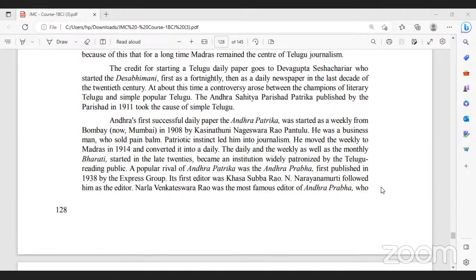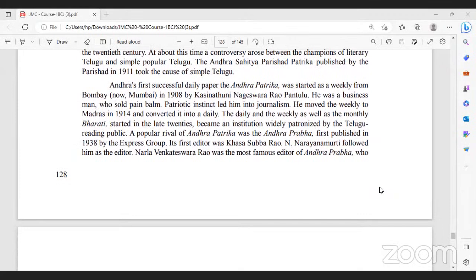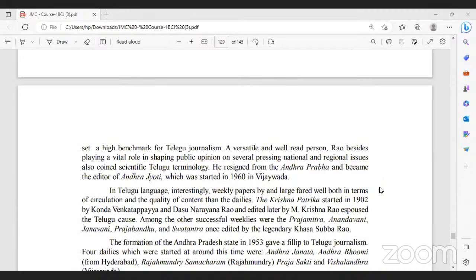Andhra Patrika and Andhra Prabha were the most prominent newspapers being published, and were in competition as well. Andhra Prabha gave tough competition to Andhra Patrika. It was published by the Express Group in 1938, and the first editor was Kasa Subbarao. Narayana Murthy followed him as editor, and Narla Venkateswara Rao was the first famous editor of Andhra Prabha, who set a high benchmark for Telugu journalism.